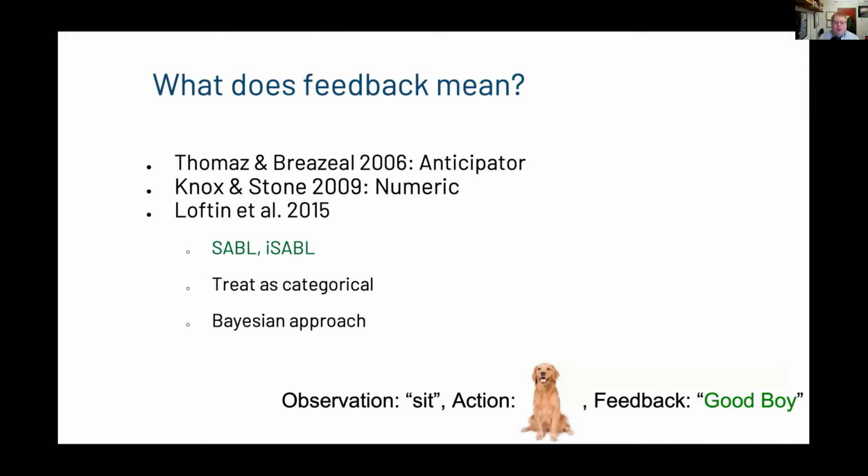But then there's other work. Robert Lofton said, Tamer is awesome, but what if the human is not giving numeric reward? What if the human is actually giving categorical rewards? So could we take a Bayesian approach and try to say, given this sequence of observations, actions, and feedback, can we figure out what the human is trying to communicate?